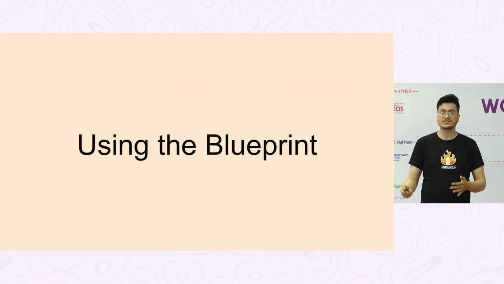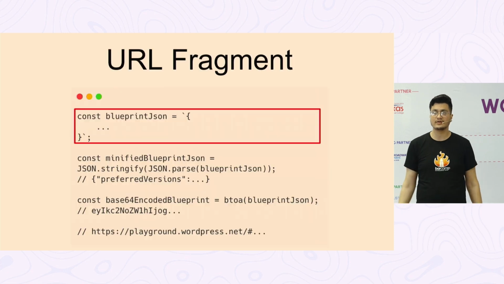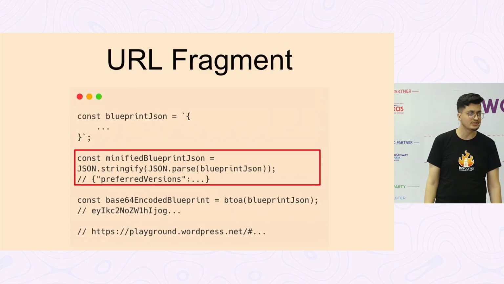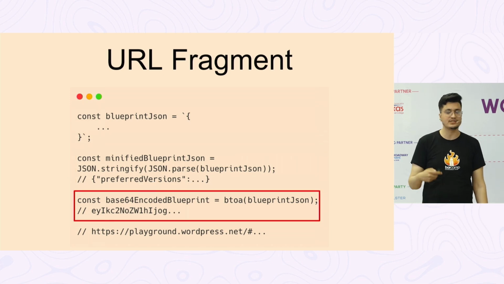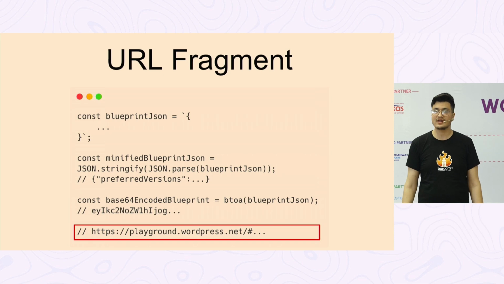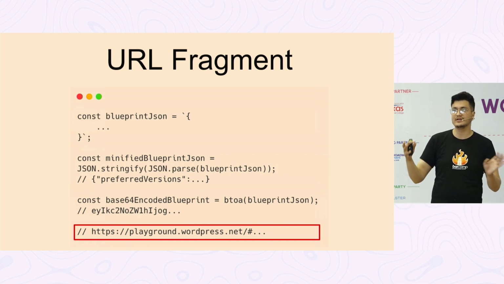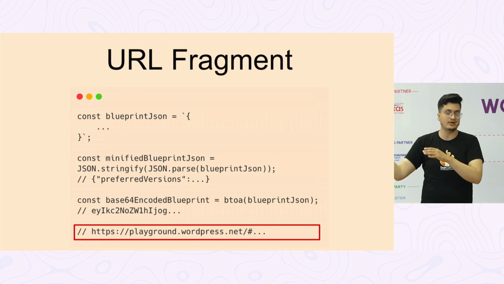How to use the JSON file then? We built a JSON, but we have to use it somewhere. So you can either convert the JSON to a stringified version or a base64 encoded version. Then you can use a URL fragment. The URL fragment is the URL hash, and that is the value that you are using.